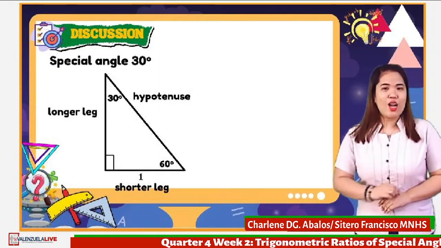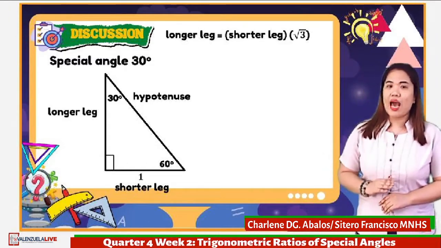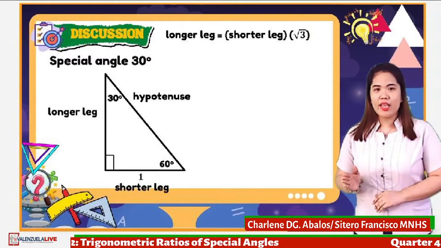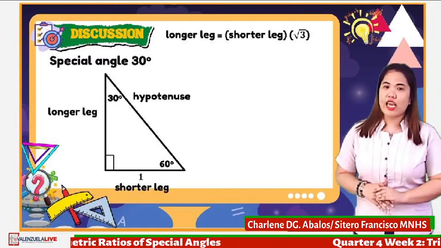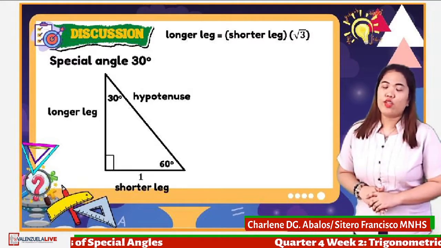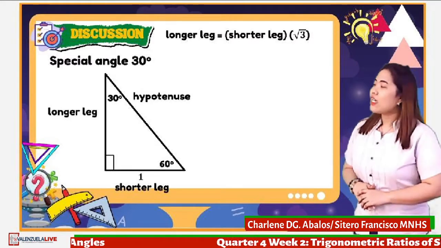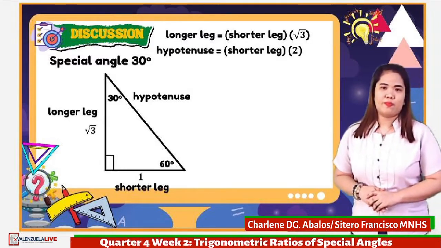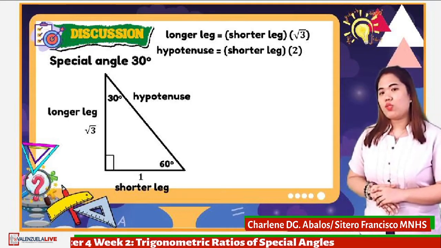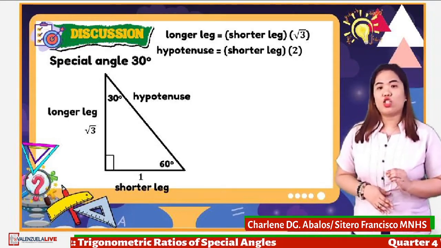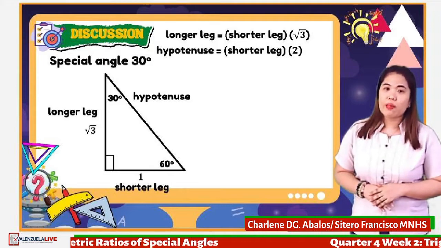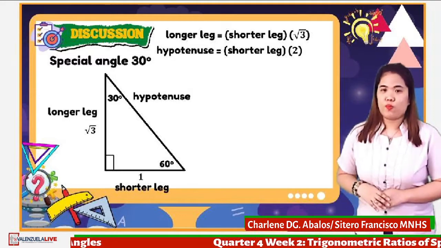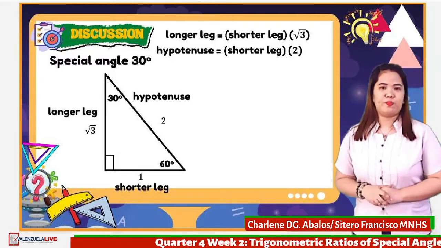Exactly. To get the longer leg, just multiply the shorter leg by square root of 3. So 1 multiplied by square root of 3 is equal to square root of 3. That is why the longer leg is equal to square root of 3. And for us to get the hypotenuse, it is double the shorter leg. So we'll just multiply 1 by 2, and it will be 2. So the hypotenuse is 2.